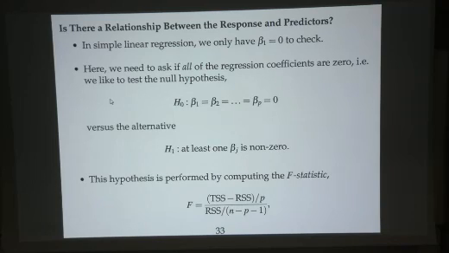Recall that in simple linear regression, y equals beta naught plus beta 1 x plus epsilon. So if beta 1 is 0, then the predictor has no relation with the response. But in this case, we need to ask if all the regression coefficients are 0 or at least some of them are non-zero. So your two hypotheses are: beta 1, beta 2 up to beta p equal to 0.